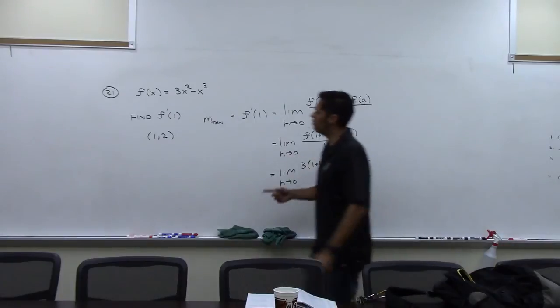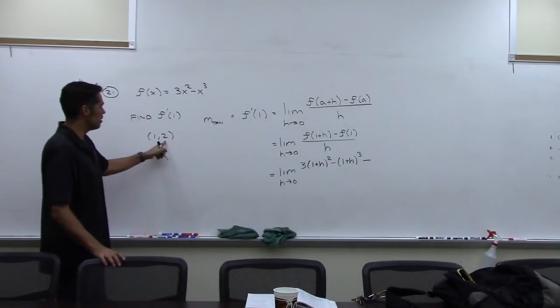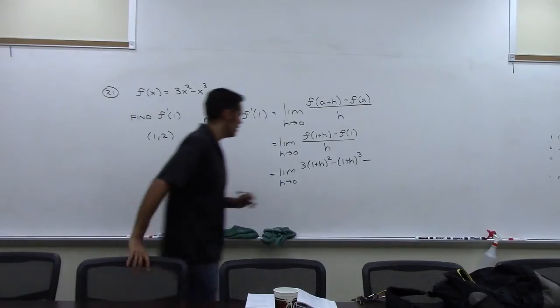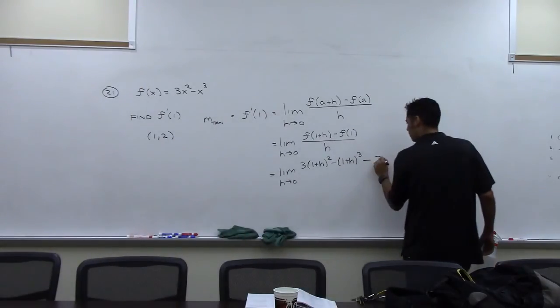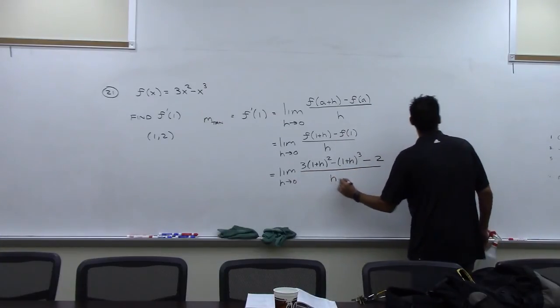So let's plug 1 in real quick and see what we get. We should get 2 because that's the point on the curve, but I'll just verify. 1 in here, that gives me 3. 1 here, 1 cubed is 1. 3 minus 1 is 2. So yeah, we get 2 there. So this is 2 all over h.